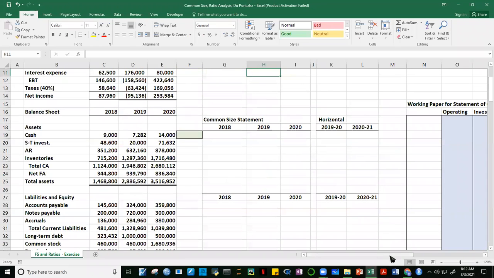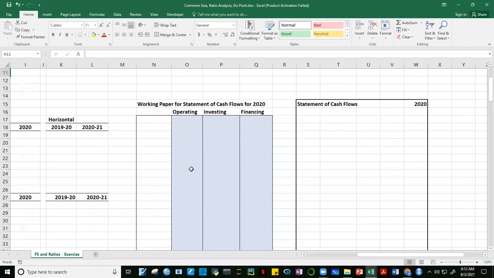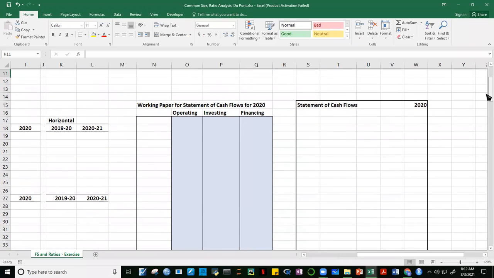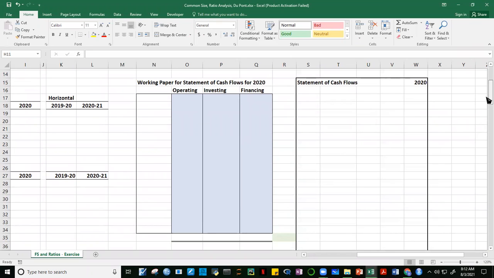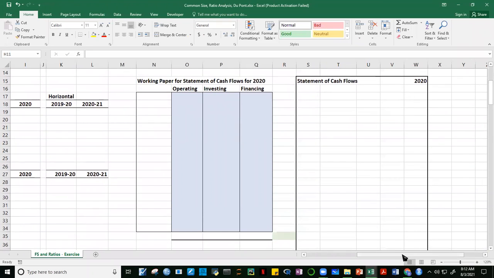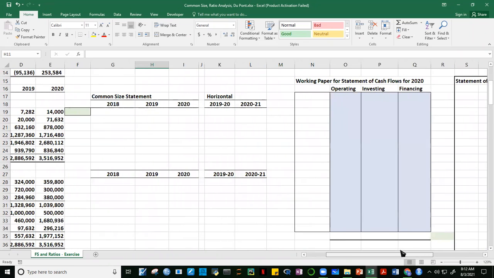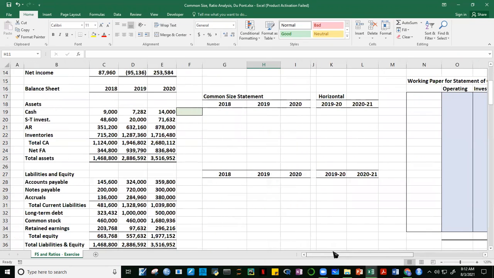submit it. Okay, for example, itong working paper natin for the statement of cash flows for 2020. Okay, by next meeting, guys, we'll just compare notes. Okay, I won't show you how to answer this. You should know, guys. Ang pinapagawa sa atin yung 2020 na statement of cash flows.